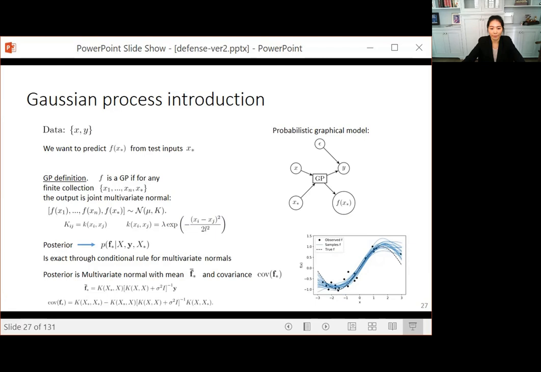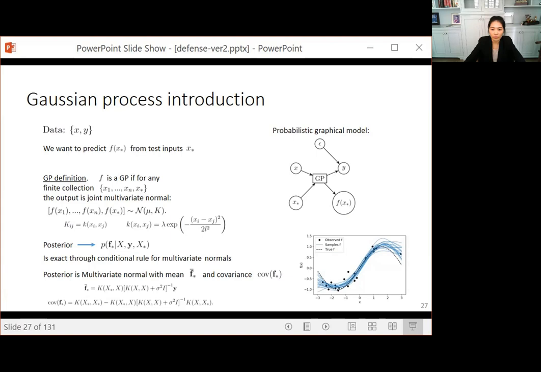And once again, we want to get the posterior, which is the conditional probability of our prediction, F star, given X, Y, and X star. This is exact through the conditional rule for multivariate normals, because we know that the joint distribution over the graph is multivariate normal. We just use the conditional rule to transform the joint distribution to the posterior, or conditional, distribution. And then this posterior is also multivariate normal, and it has the mean and covariance shown.